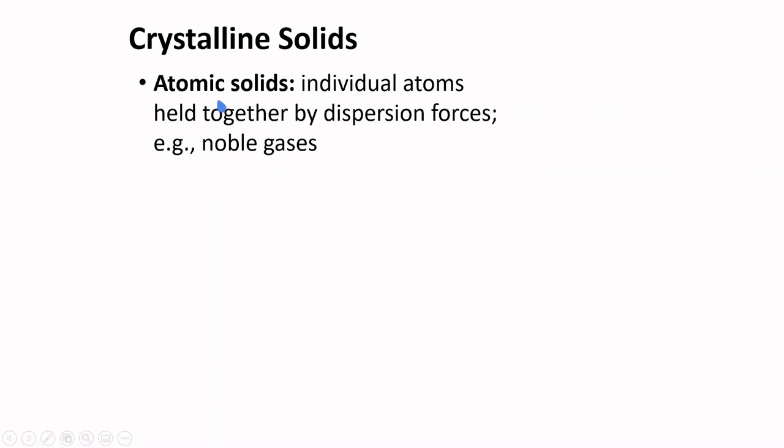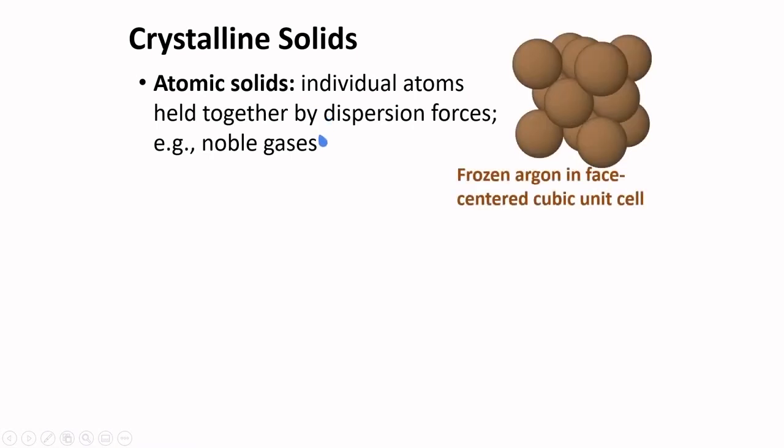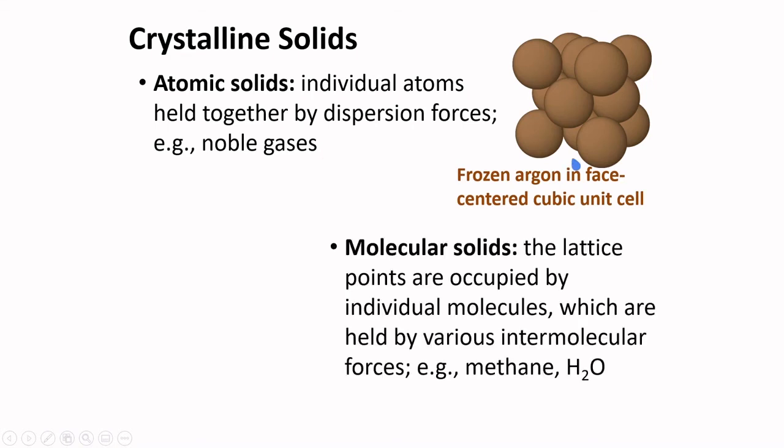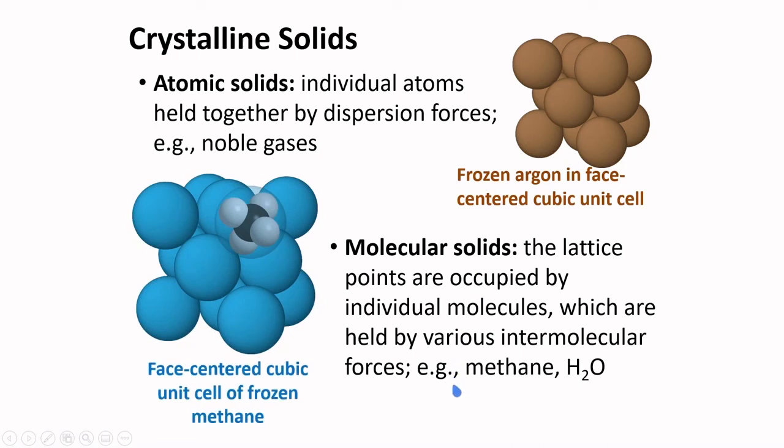In atomic solids, individual atoms are held together by dispersion forces, for example, noble gases. Frozen argon exists in face-centered cubic unit cells. In molecular solids, the lattice points are occupied by individual molecules, which are held by various intermolecular forces. For example, in this case here, methane and water. Methane exists in face-centered cubic unit cells.